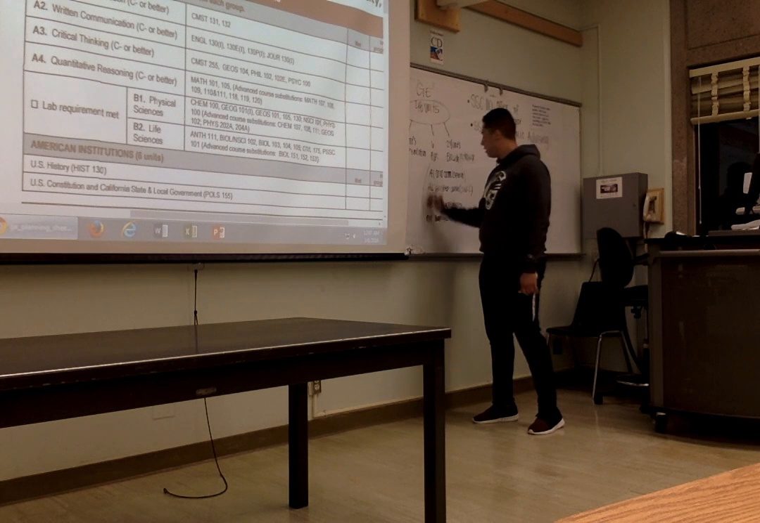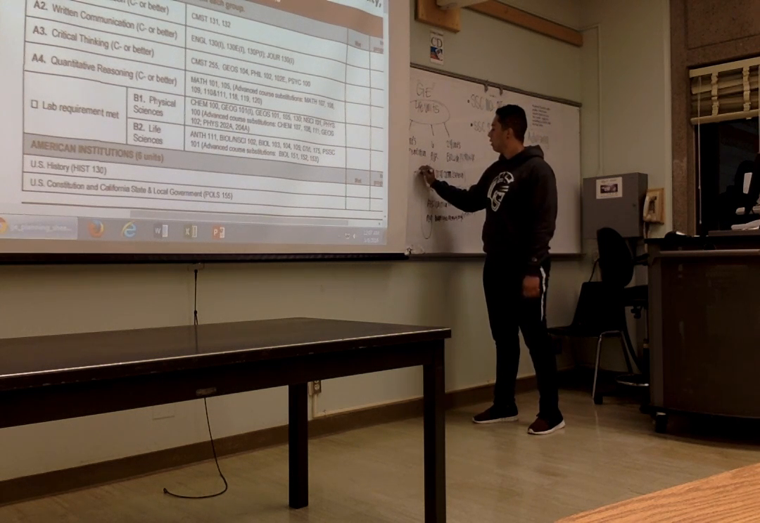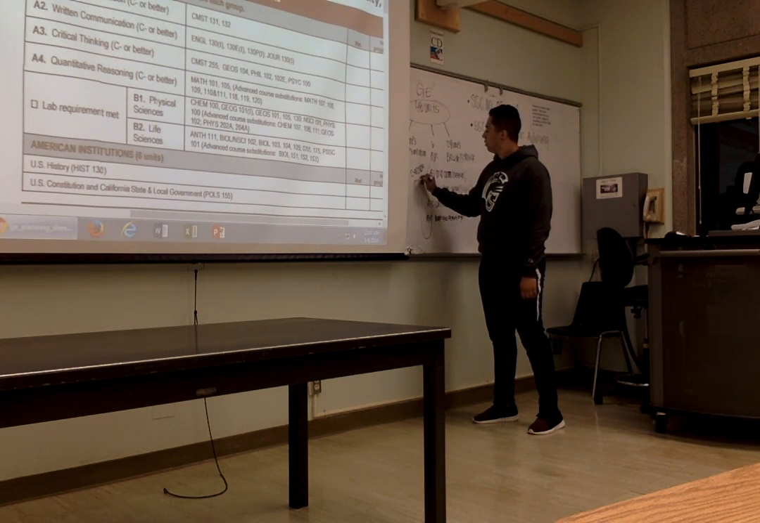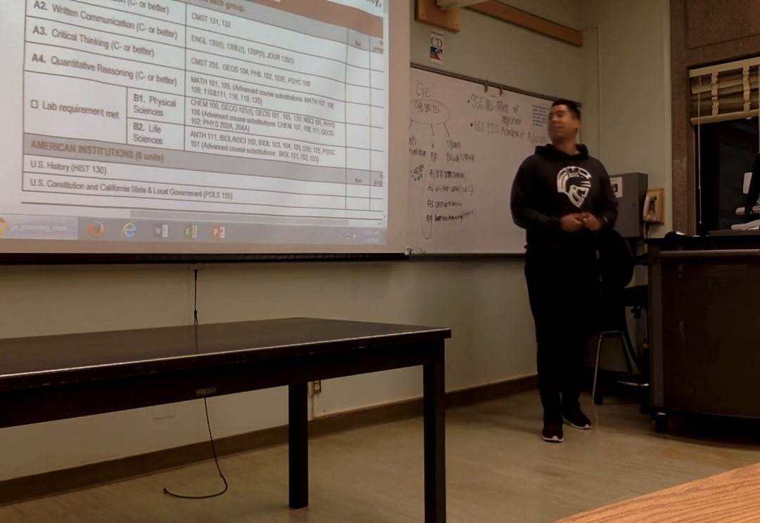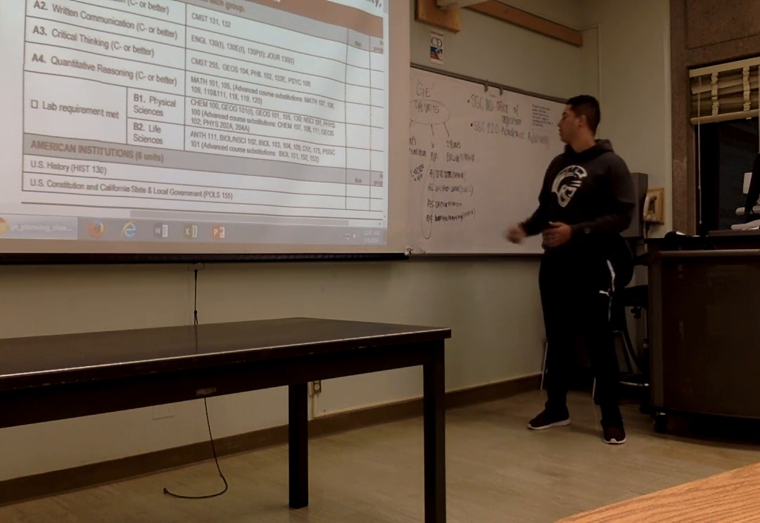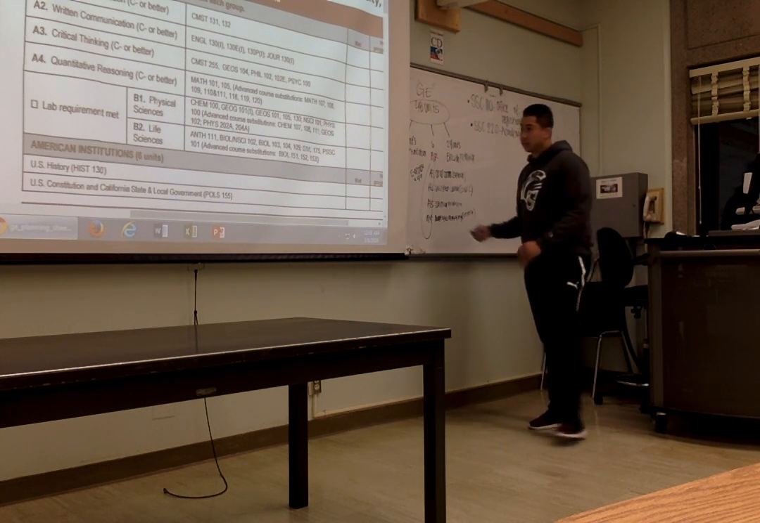With all these A's, A1, A2, A3, we call them the golden four. Because you need a C minus or better to complete these courses. Without a C minus or better, you will have to retake these courses.